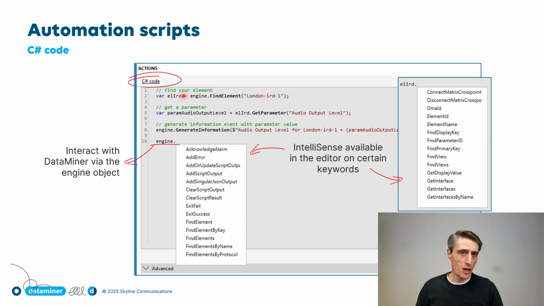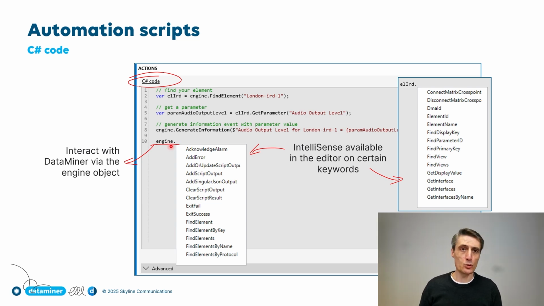It gives some code highlighting. It also gives you some IntelliSense. So you can, for instance, type, yeah, you are interacting with engine. That's the automation engine. So that's the way you talk to DataMiner. So you ask things to the automation engine. For instance, engine, exit fail or exit success, stop with it, or find me an element. So you can ask DataMiner or the automation engine to do certain things. So that's really your entry point, you could say, into the DataMiner system.